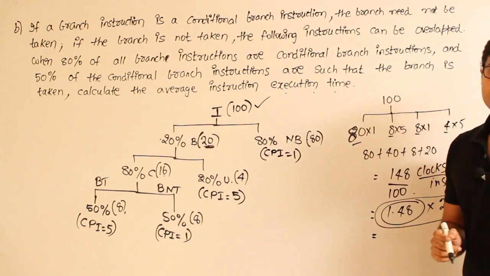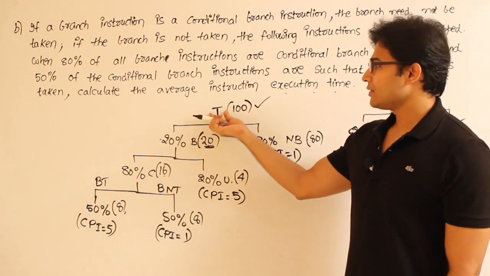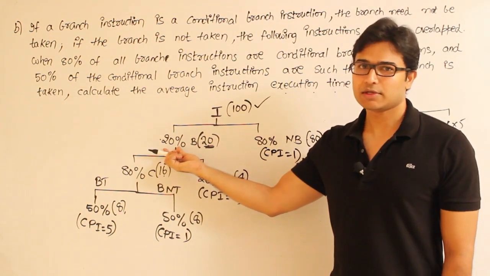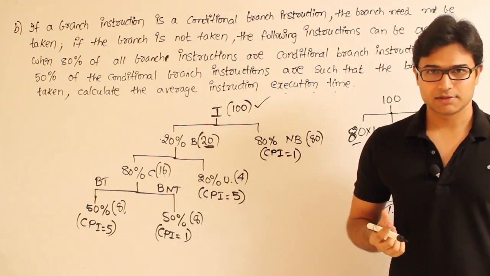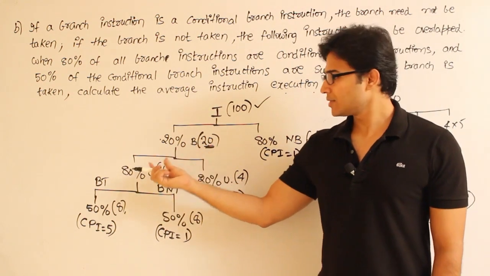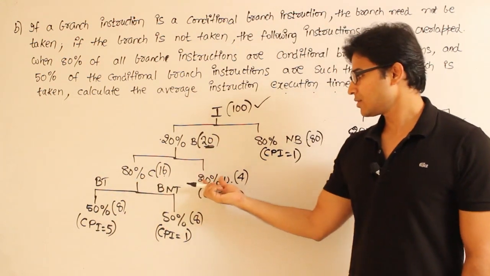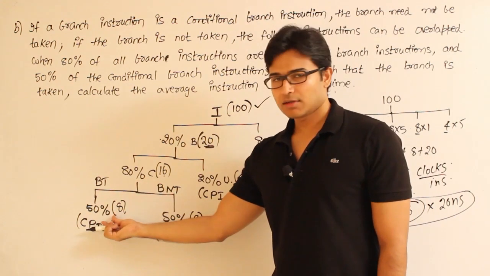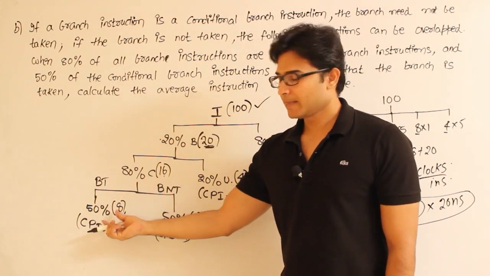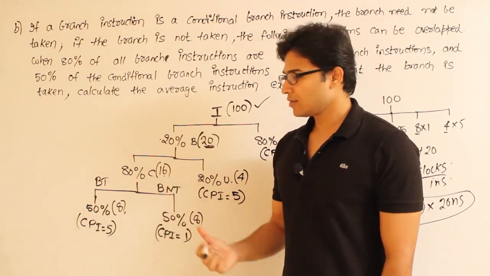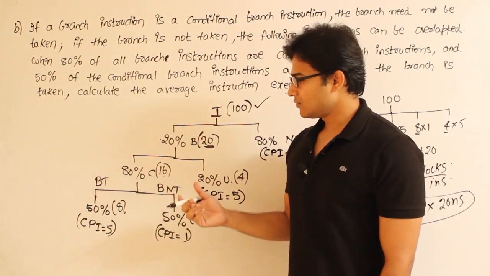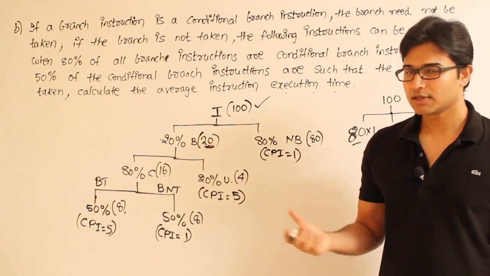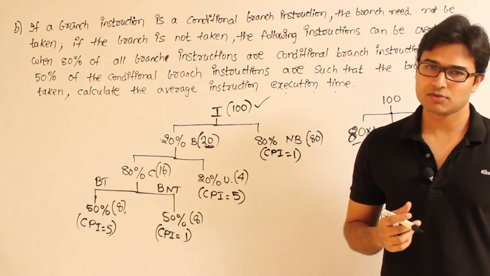I hope you understood how I analyzed this one. Initially they gave that out of the total instructions, some percent are branch instructions and some percent are non-branch. And out of the branch instructions, some percent are conditional branches and some percent are unconditional branches. And out of these conditional branches, some percent of instructions are going to be branches taken and some of them are going to be branches not taken. So here I have evaluated using 100 so that it will be easy for you to see it.